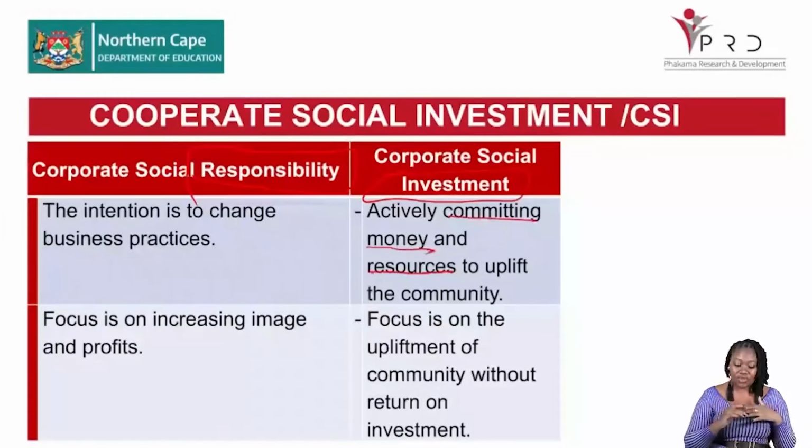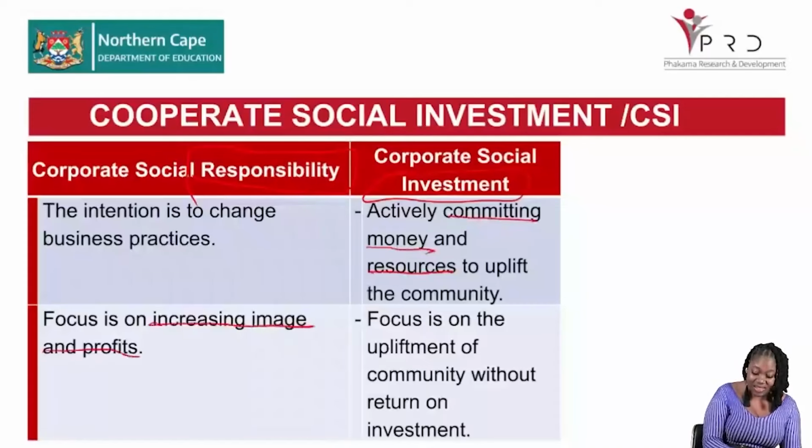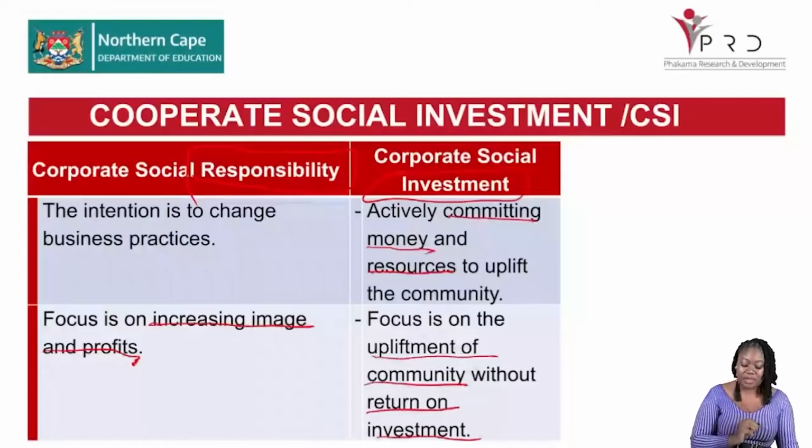Again, another difference. CSR, the focus here is on increasing what? The image and the profits. With CSI, however, the focus is on the upliftment of the community without any return on investment.